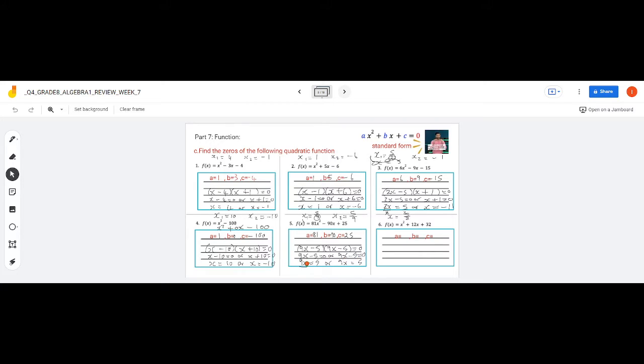Divide both sides by 9. The 9's cancel. X is equal to 5/9. And of course it's exactly the same on the other side.